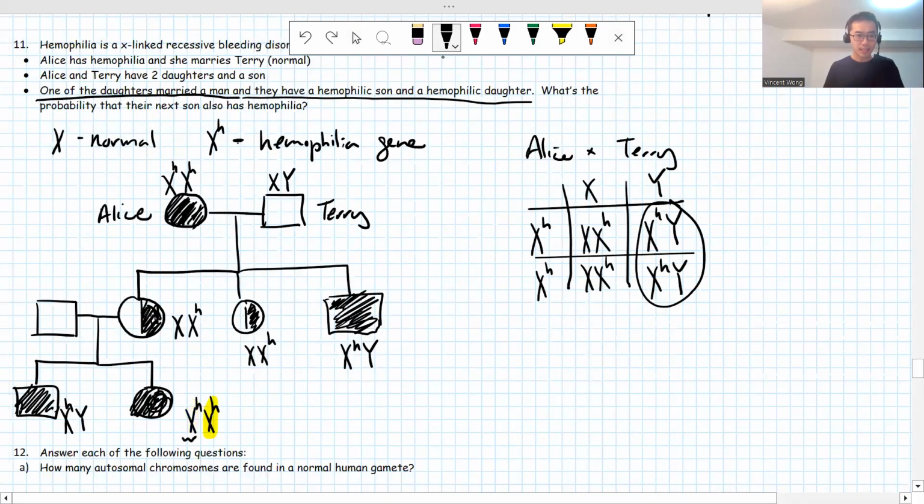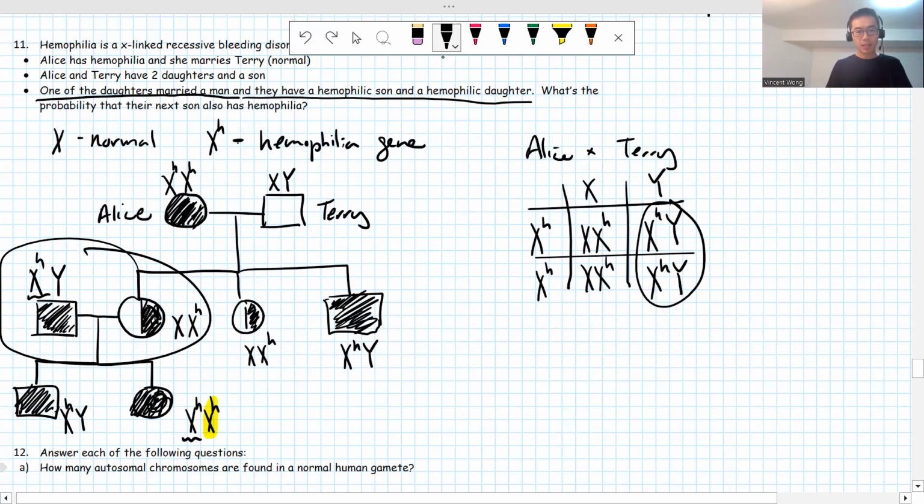Okay, so this other one has to come from the dad. Based on that logic, the father is also colorblind in this case. Now that we have figured out the genotype for these people, we can go ahead and do another Punnett square.